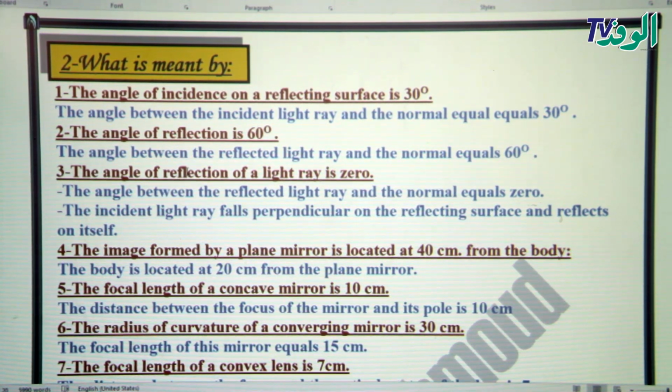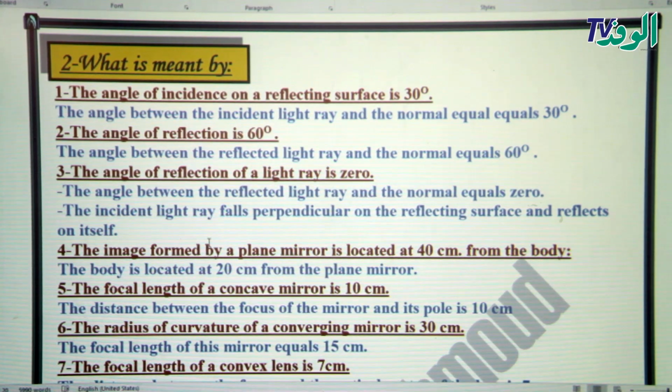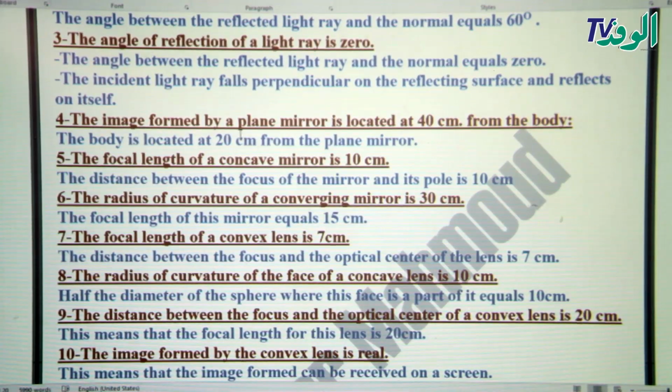What's meant by the angle of reflection of the light is equal 0? Yes, of course. That means that the angle between the reflected light ray and the normal equals 0. And that means that the incident light ray falls perpendicular on a reflecting surface and reflects on itself.